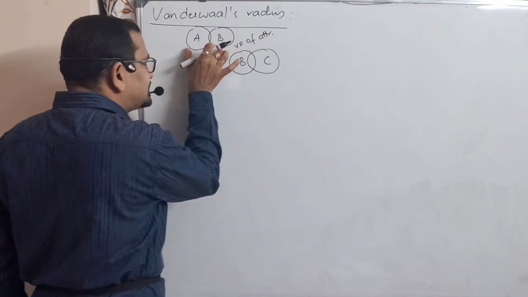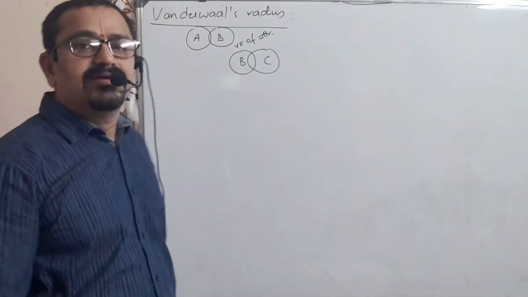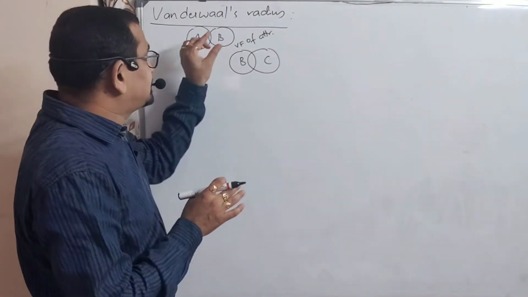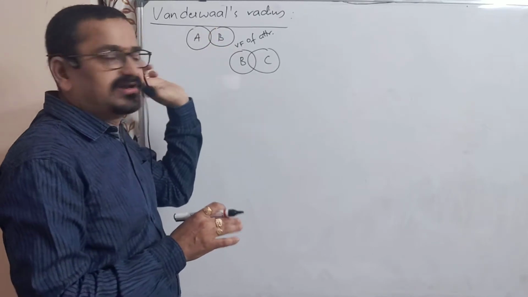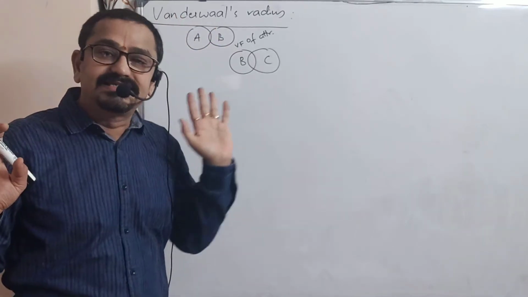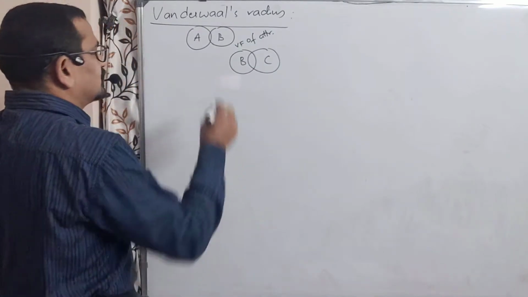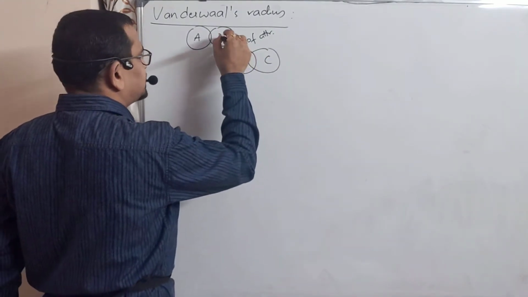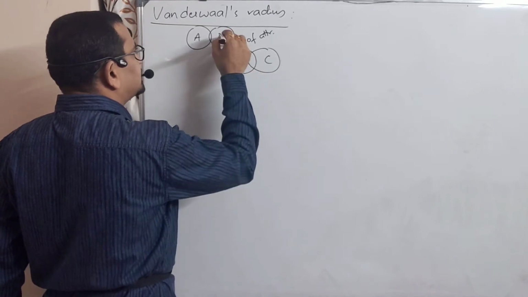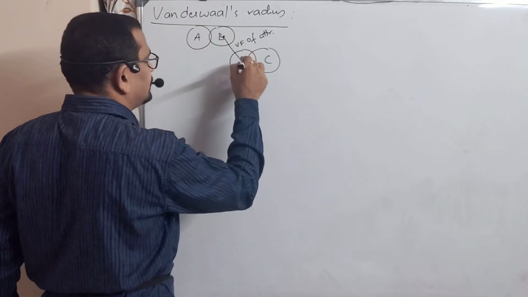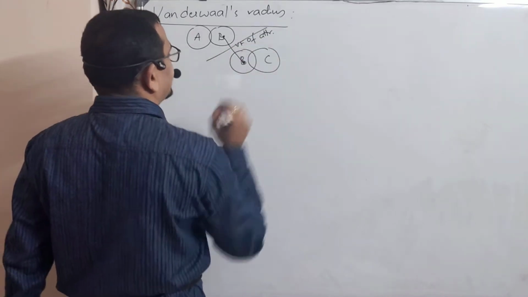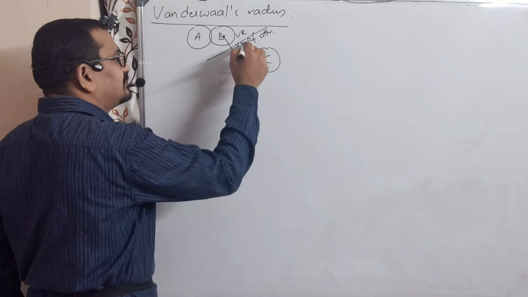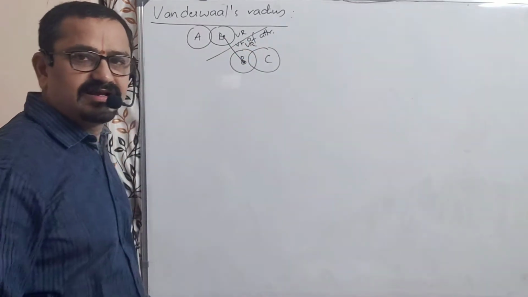So if this molecule and this molecule are held by weak van der Waals forces of attraction, then the radius measured with respect to such weak van der Waals force of attraction is called van der Waals radius. Suppose AB and BC are held by weak van der Waals forces in such a way, then measure the internuclear distance of this B and this B, and make it half. The first half is said to be the van der Waals radius of this atom, the other half is the van der Waals radius of the other atom.